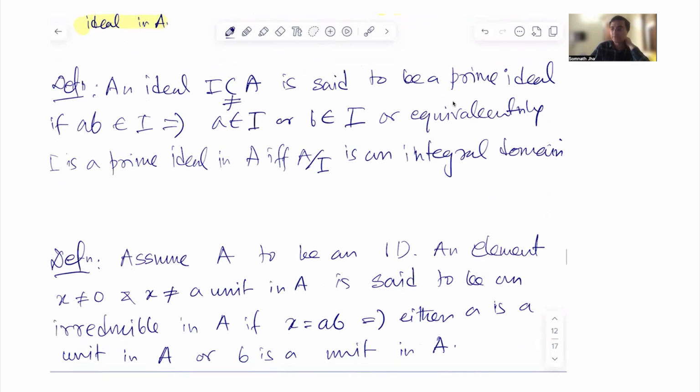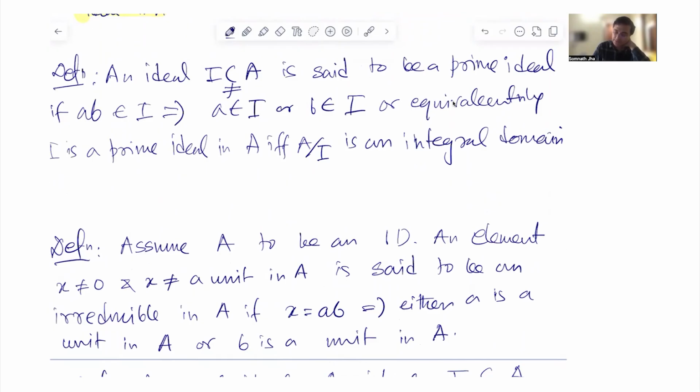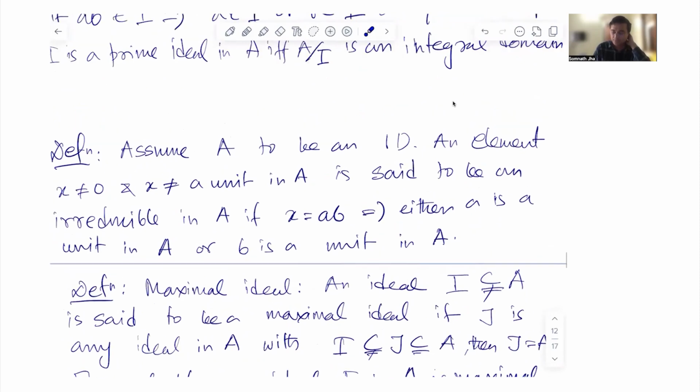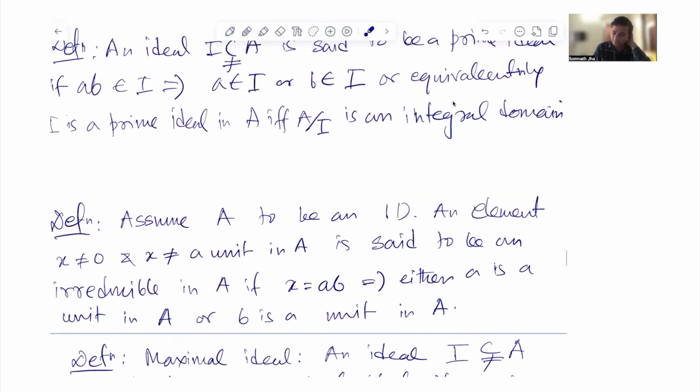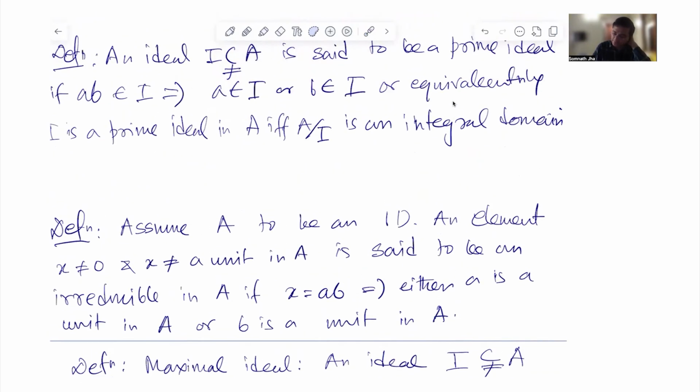So there is a corresponding concept of units, because when you learn primes in school, you would have seen that an element is said to be prime if it cannot be decomposed any further. In this ring theoretic language, that is in fact called irreducible. Assume A to be an integral domain. Then an element X not equal to 0 and not a unit is said to be irreducible in A if X equals AB implies either A is a unit in A or B is a unit in A.